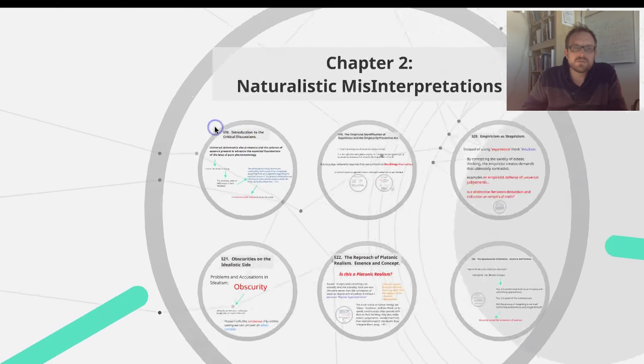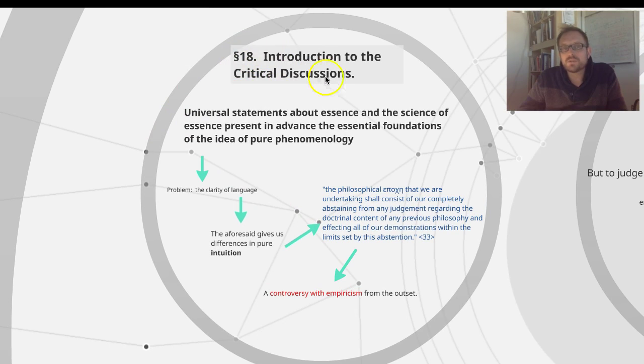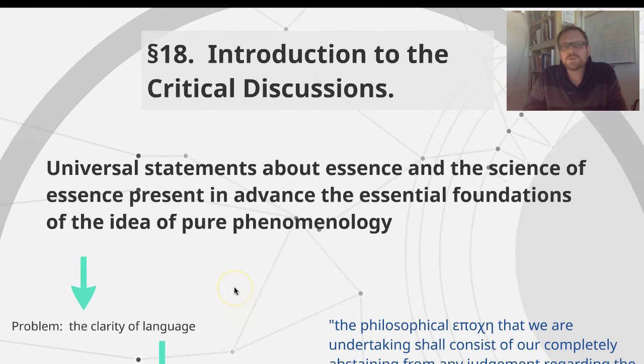So let's take a look at this first one. Again, we're following the section titles that Husserl actually uses in Ideas 1. In section 18, for instance, the title is Introduction to Critical Discussions. What Husserl wants to do is lay out some of the basic issues. The first thing he talks about is the idea that universal statements about essence and the science of essence present in advance the essential foundations for the idea of pure phenomenology.